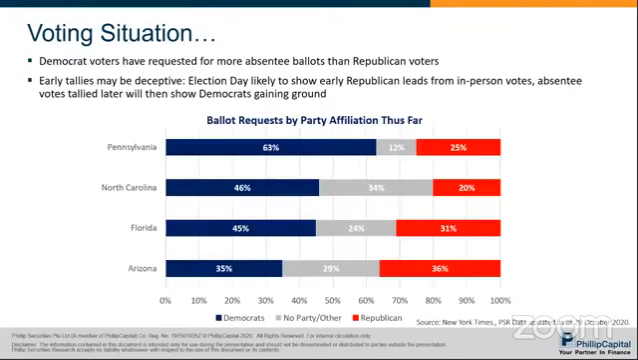Is because if you look at the number of ballot requests, Democrat voters tend to request more absentee ballots as compared to Republican voters who prefer to vote in person. So during election day itself, the phenomenon will be this. Okay, early tallies will be deceptive because they will count those in-person votes first, and it will show early Republican leads. Thereafter, absentee votes, which will be tallied later, will then show Democrats gaining ground.